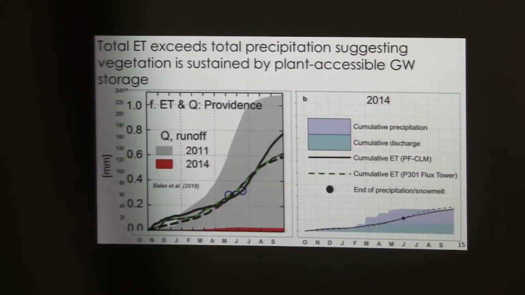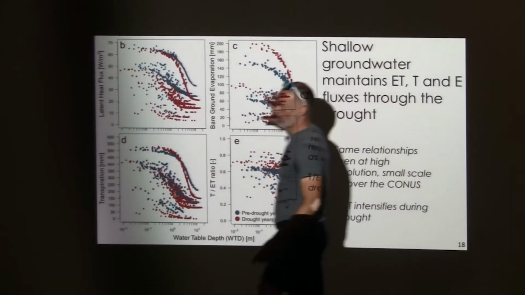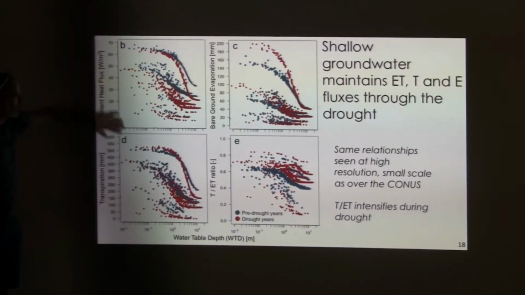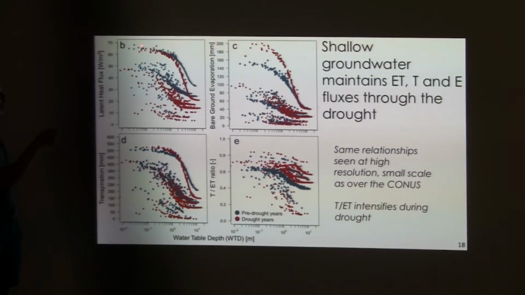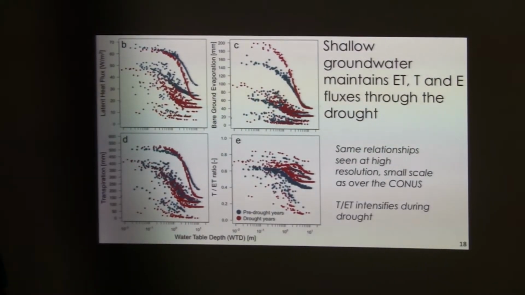What we hypothesize is that we get these same results for the same reasons that we see at large scale. And so now this is a replotting of those: latent heat flux versus log water table depth, bare ground evap versus log water table depth, transpiration versus log water table depth, and then T over ET ratio, now colored for non-drought in blue and drought years. And what we see is actually transpiration doesn't decrease. And if we look at this spatially, what we see is this is in areas of convergent water table.